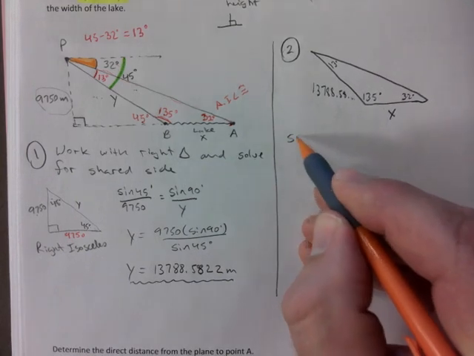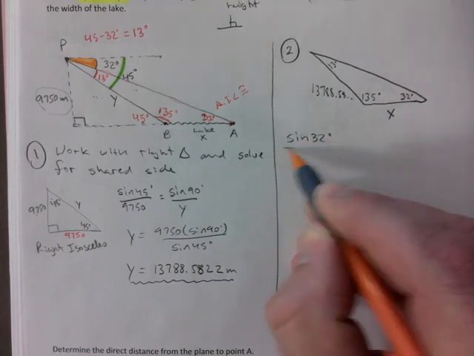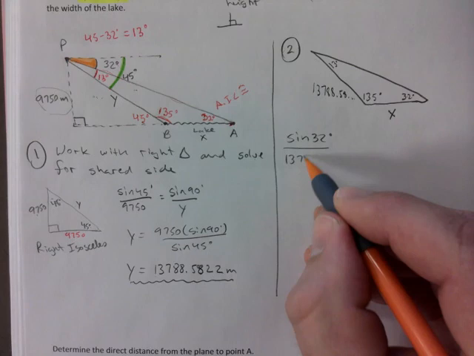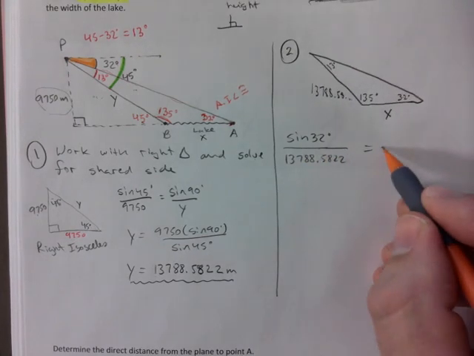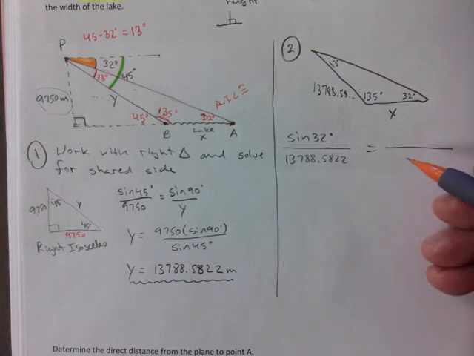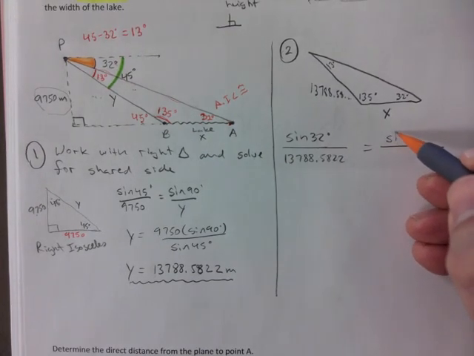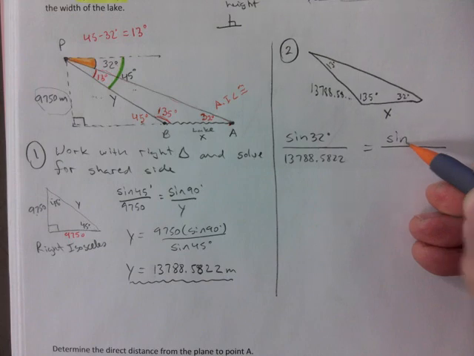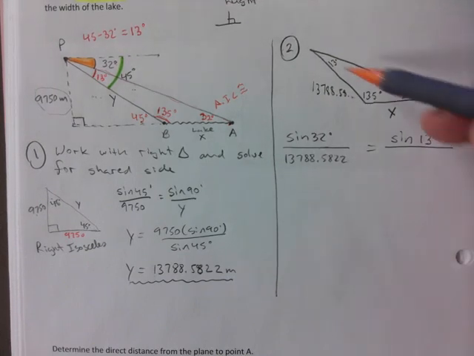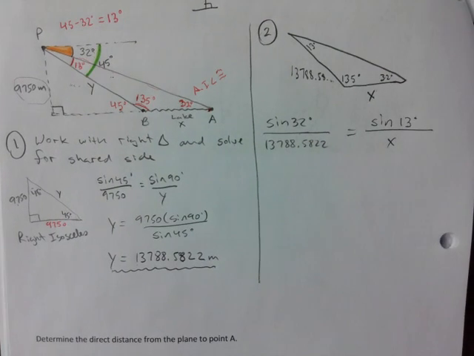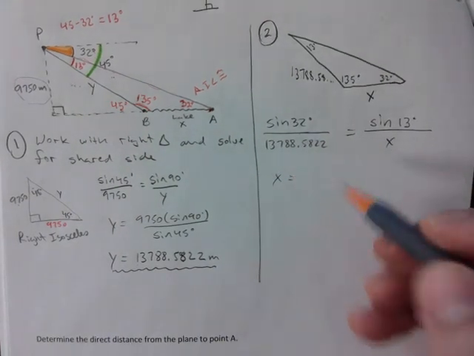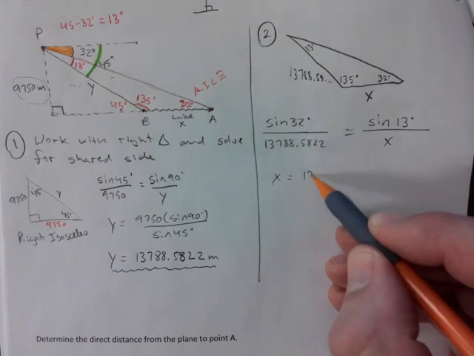So I'm going to use sine law again. Sine of 32 over 13,788.5822 over, what do I have to use here? Sine of 13. Yeah. Sine of 13 gives me x. So then you cross multiply.